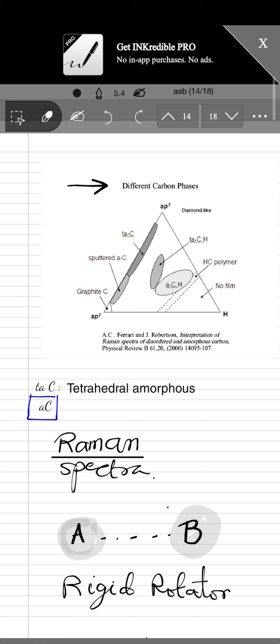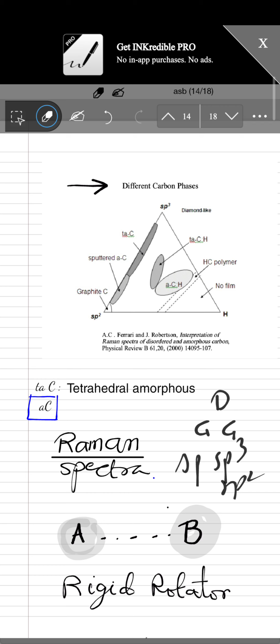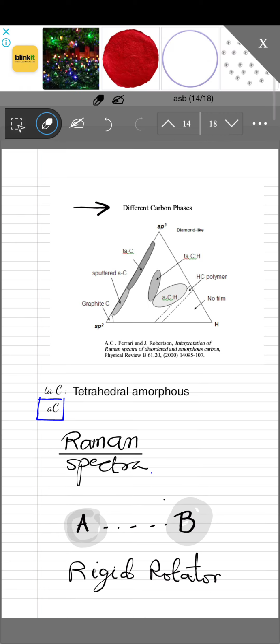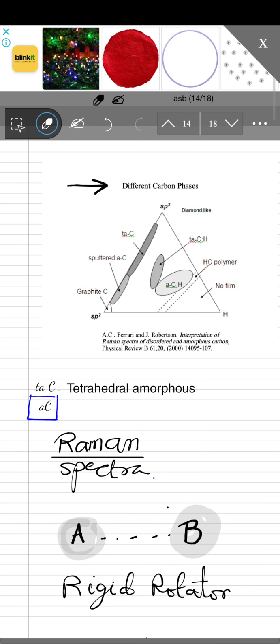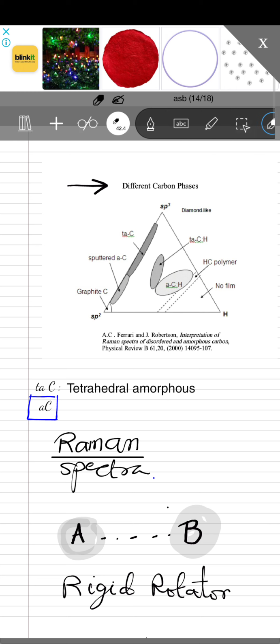So we have graphite, we have diamond, we have graphene, and we also have some amorphous materials where all types of hybridization, sp2, sp, and sp3, may coexist. That is the amorphous phase. So there are different phases of carbon apart from sp2 graphite and sp3 diamond. This has been represented in this phase diagram, which shows the different phases of carbon.